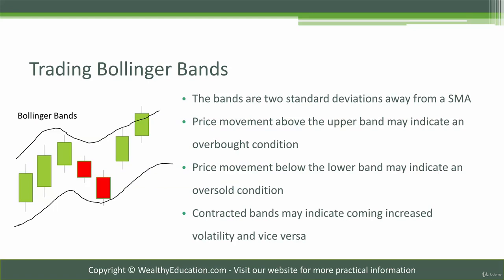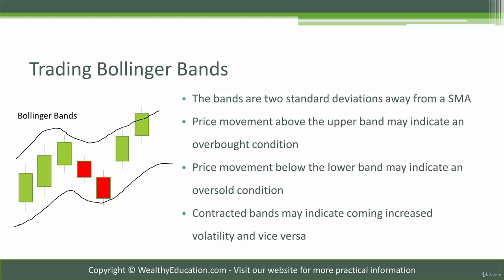So what it looks like on the chart is you'll have an upper band and a lower band, and then a smooth moving average in the middle. Price movement above the upper band may indicate an overbought condition, so you may want to exit long positions or enter short positions depending on the trend. And price movement below the lower band may indicate an oversold position, and you may want to cover shorts or initiate long positions, again depending on the trend.